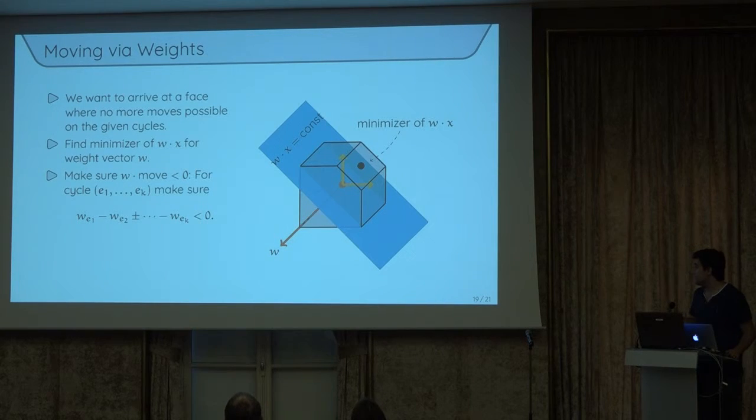And finding this weight vector is actually very easy. For each cycle, you basically set the weight of all edges to 0 except one of them to something either positive or negative, depending on which side you want. So this is easy to satisfy with 0, 1 weight vectors.